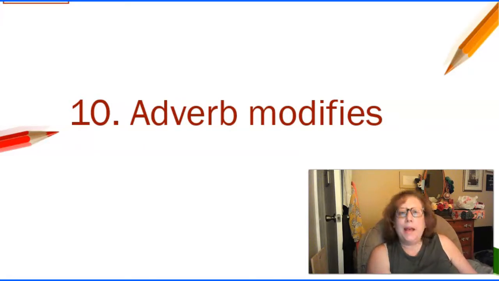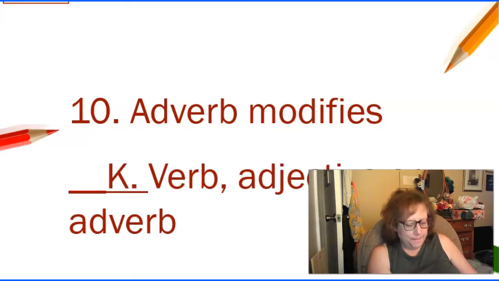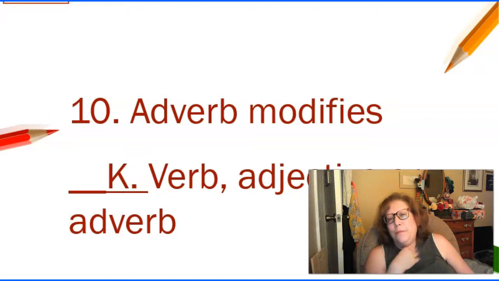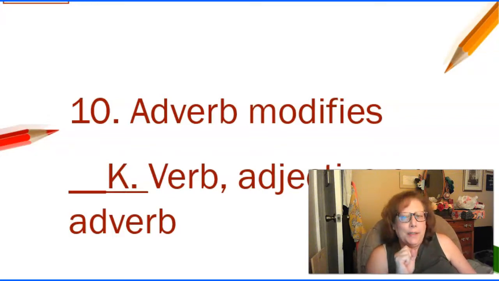Now number 10 says an adverb modifies. We've talked about what nouns hang out with, what adjectives hang out with, and what adverbs hang out with. What does an adverb hang out with? Well, it's in the word adverb. So you should look down the list and you should be able to find K. An adverb hangs out with a verb, adjective, or adverb. The verb was the first clue. We've only talked about verbs, but adjectives and adverbs can hang out with an adverb. So it's kind of a little family thing going on there.